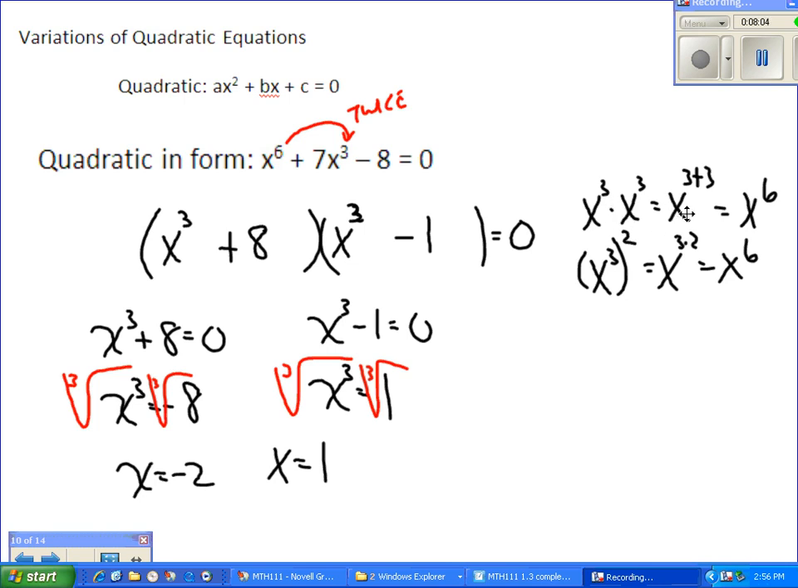This is where we'd add the exponents and get x to the 3 plus 3 is x to the 6th. Or you can think of it x to the power 3 times x to the power 3. We're multiplying it by itself, so we're squaring it. So x cubed squared, this is where we'd multiply exponents. X to the 3 times 2 is x to the 6. Whichever of those two ways makes more sense to you. So factoring, we've got x cubed times x cubed is x to the 6. 8x cubed, subtract 1x cubed is our 7x cubed, and 8 times negative 1 is negative 8. And set each factor equal to 0, solve for x.